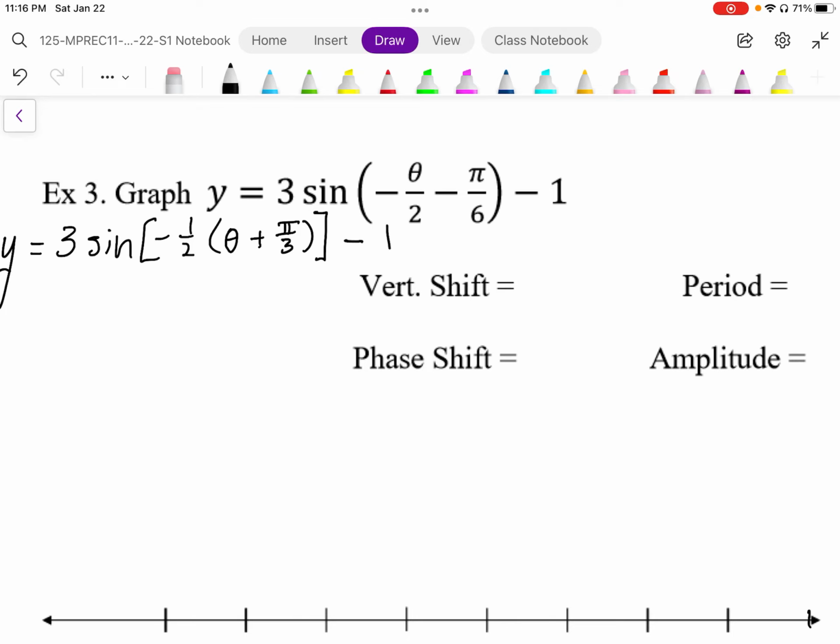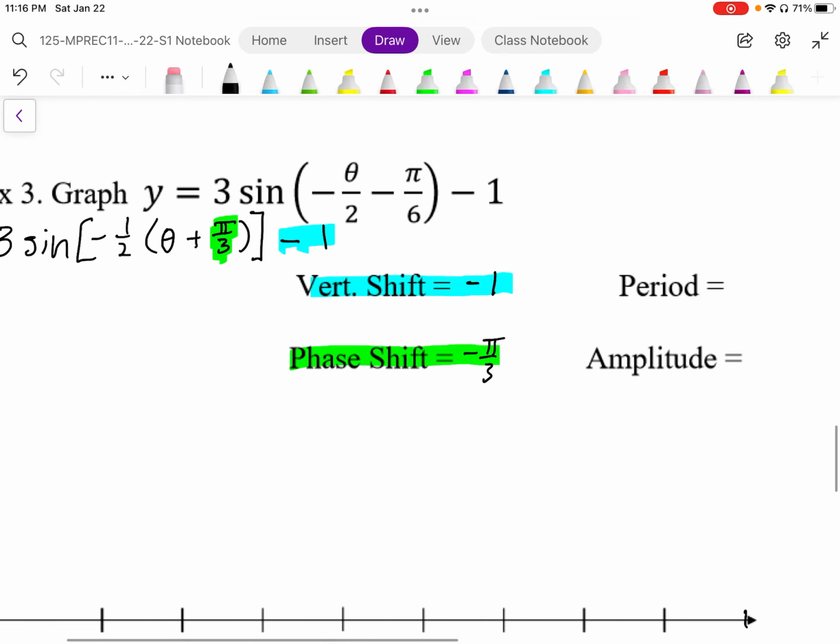So we've done that correctly. And then minus 1. So starting with our vertical shift, it is going to be negative 1. Our phase shift, since it's in factored form, is now much easier to identify. Our phase shift is negative pi over 3.